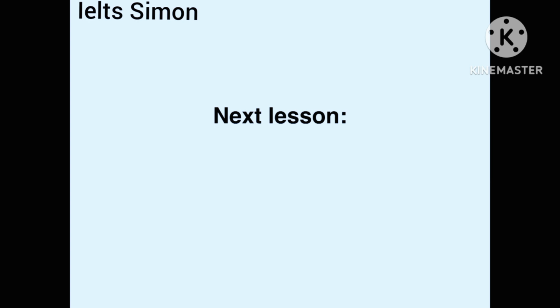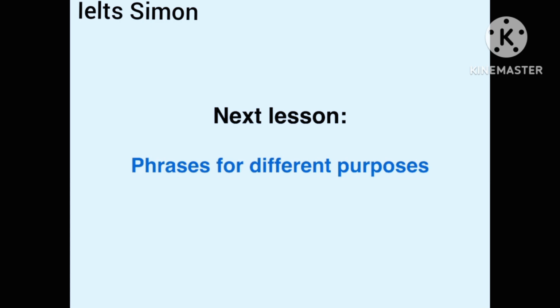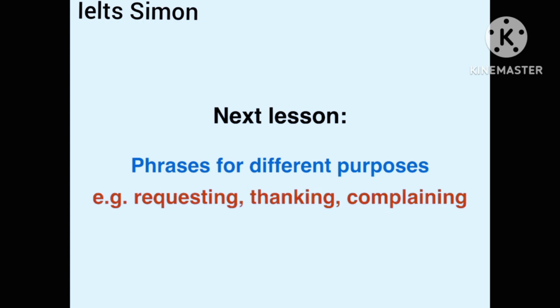In the next lesson, next and final lesson for General Training Writing Task 1, we'll look at phrases for different purposes of letter. For example, if you're requesting, thanking, complaining, etc. So we'll look at lots of phrases for all the different purposes that you might have to write a letter for.